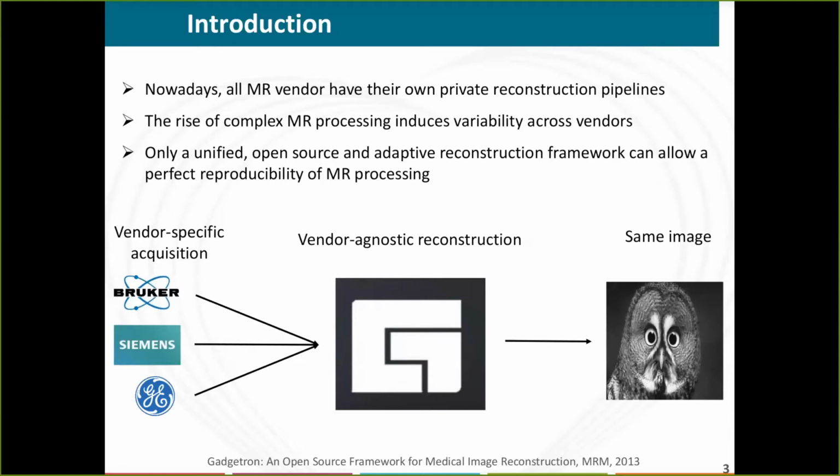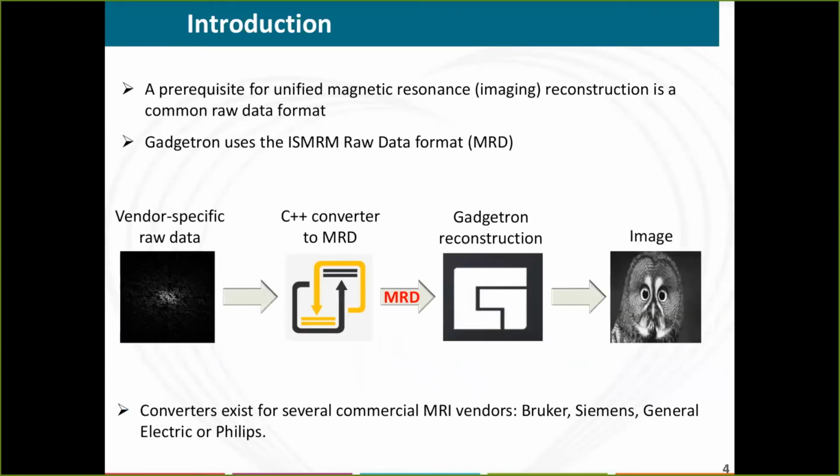And for that, we needed a unified, open source and adaptive framework, which allows us to increase the reproducibility of the MR processing, avoid black box reconstruction, and thus increase the reproducibility of MR research and reconstruction. However, a prerequisite for unified magnetic resonance reconstruction is a common raw data format, and the Gadgetron uses the ISMRM raw data format, which we'll call MRD in the rest of the presentation.